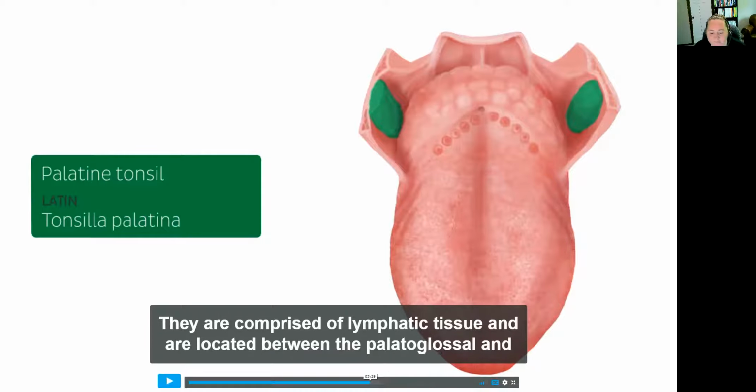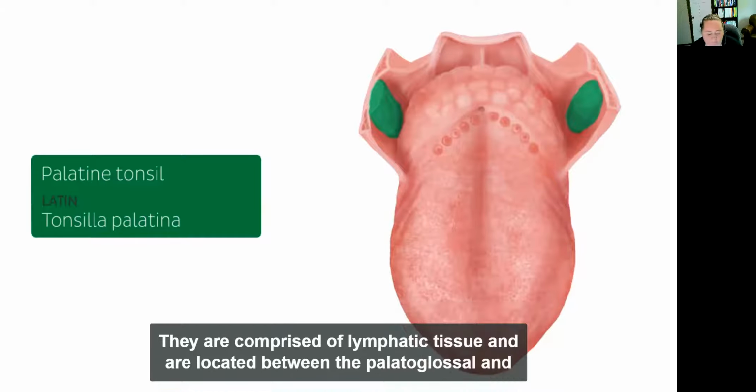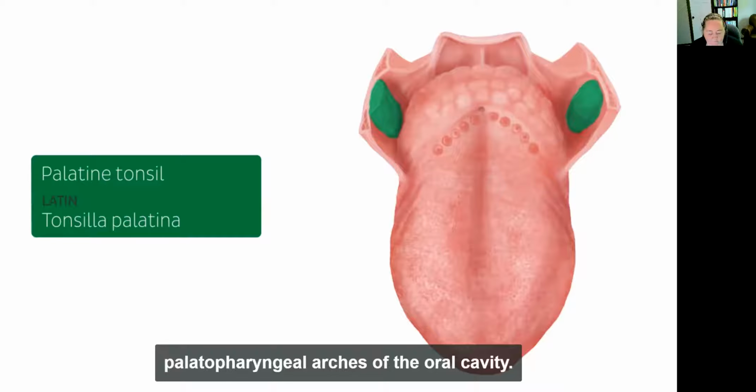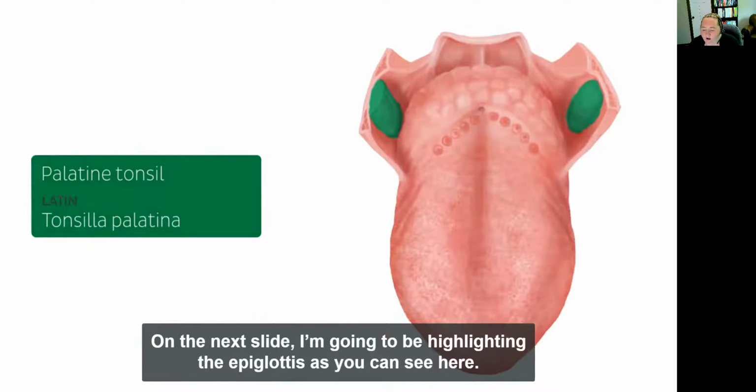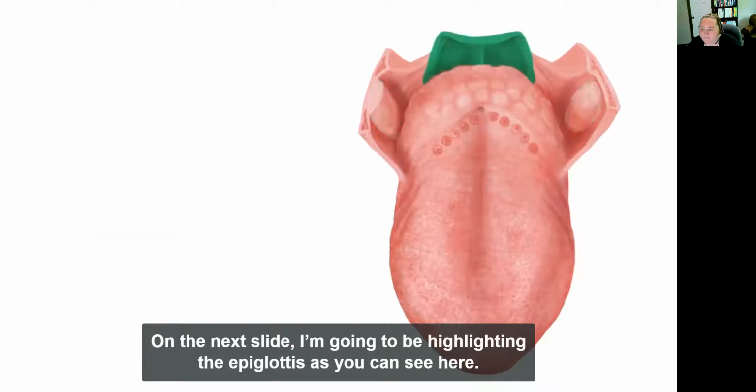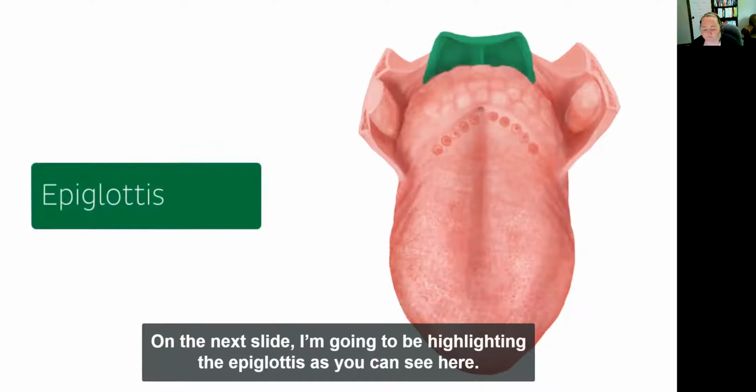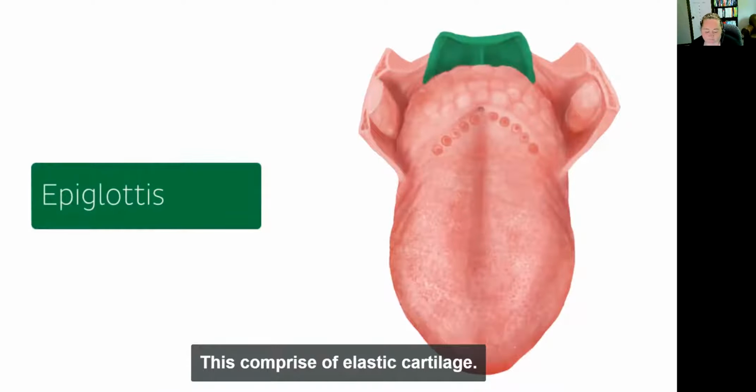All right, the palatoglossal and palatopharyngeal arches of the oral cavity. They contain tonsillar crypts and epithelial invaginations called the tonsillar pits. On the next slide, I'm going to be highlighting the epiglottis, as you can see here. It's comprised of elastic cartilage.